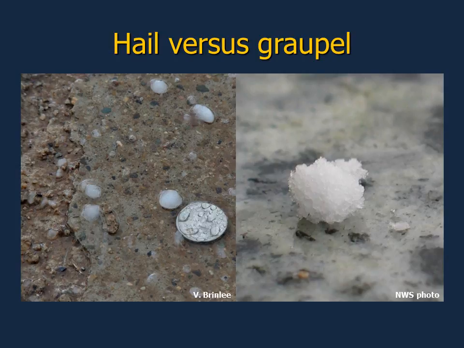Graupel, on the right, can also fall in thunderstorms, but forms differently than hail. Graupel is formed when a snowflake collects liquid water and freezes on contact with the snowflake.